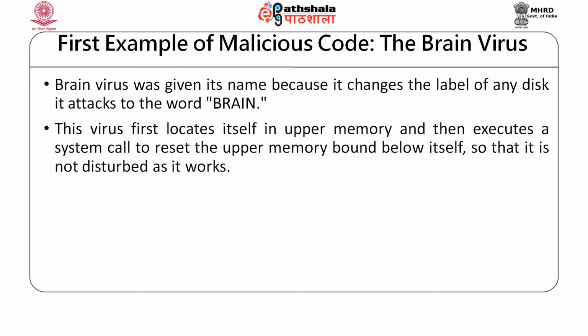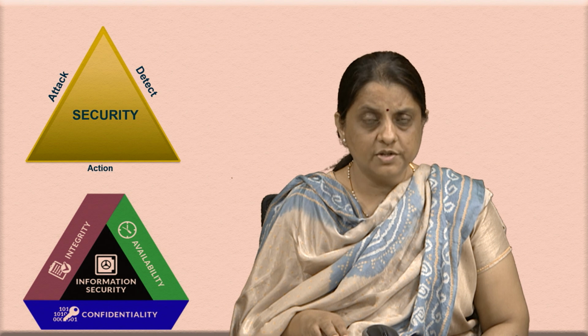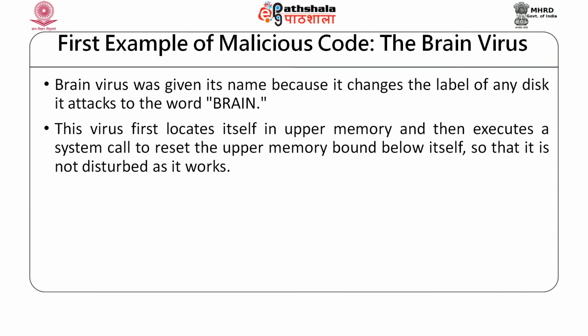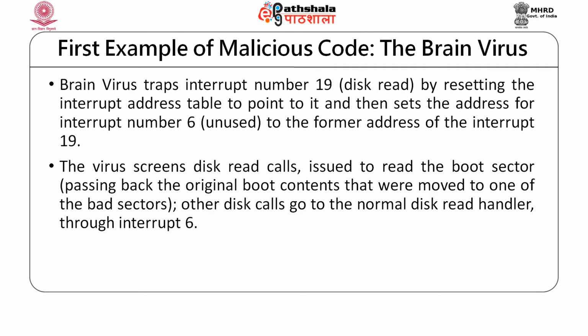We want to see an example of malicious code. It is the brain virus. What does a brain virus do? It changes the label of the disk to the word brain. The virus first locates itself in the upper memory, then executes a system call to reset the upper memory bound below itself, so that it is not disturbed as it works.